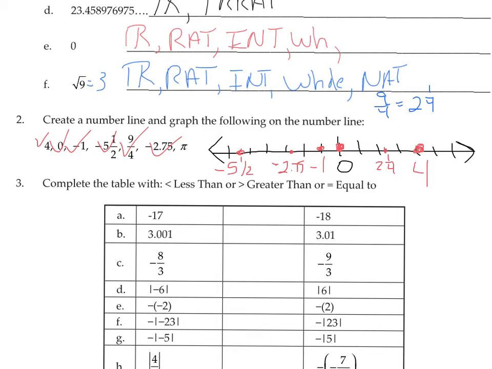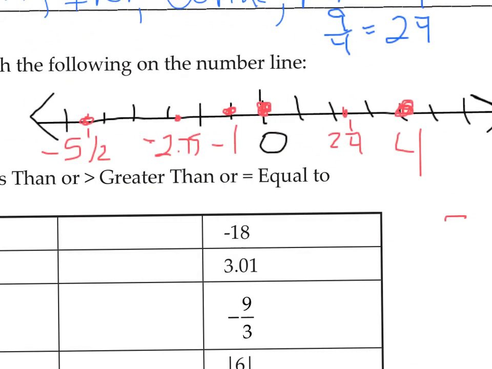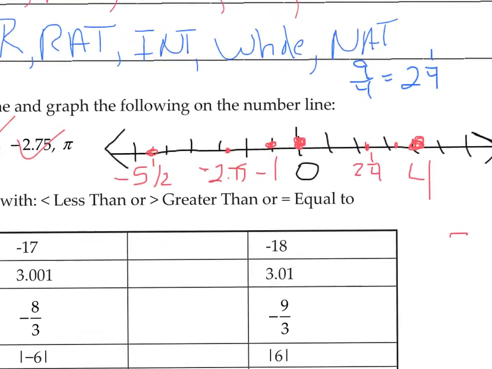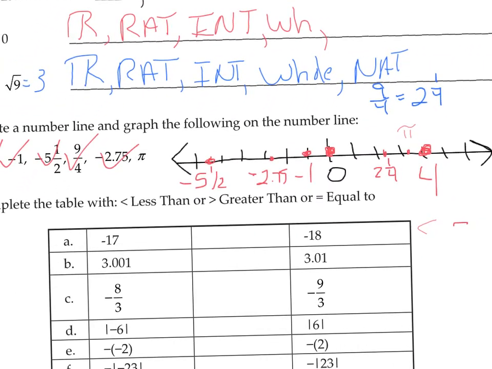And pi. Well, do we remember that pi is approximately 3.14? So where is 3? 1, 2, 3. 3.14 is going to be just a smidge past 3. So right about there. So this would be pi. Yes, pi. I'm going to label it up there like that. So I think that takes care of our number line.